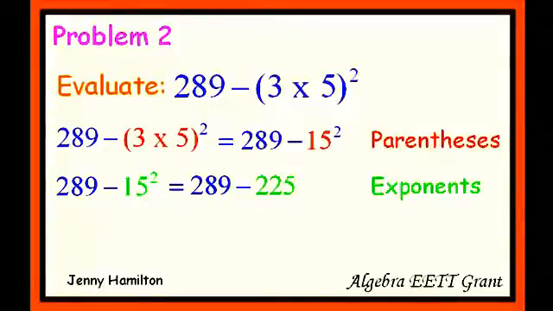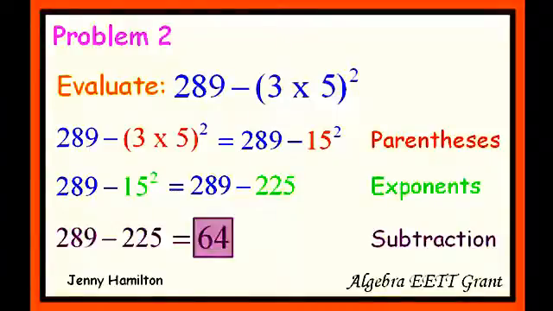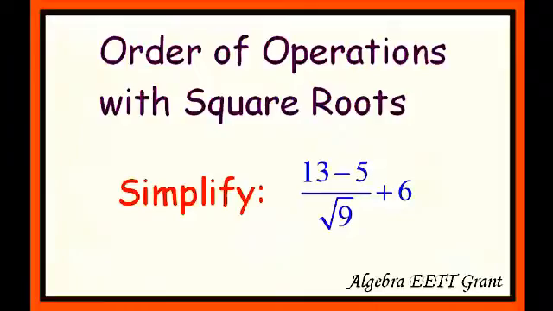Now that we've simplified this, there's only one step to go, and 289 minus 225 will give us a total of 64. So that is our answer for this expression. Now let's do an order of operations problem with a square root. In this case, we want to simplify 13 minus 5, all divided by the square root of 9, plus 6. How do we simplify that?